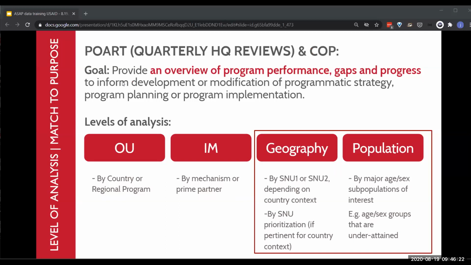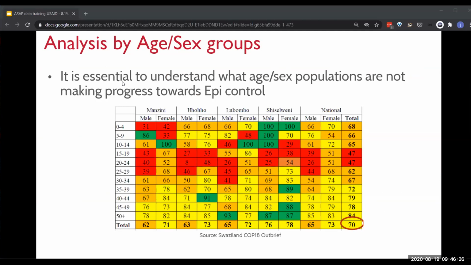So the major age, sex subpopulations of interest. This is an example of that. What this is showing is, I believe, viral load suppression by district, by age and sex.